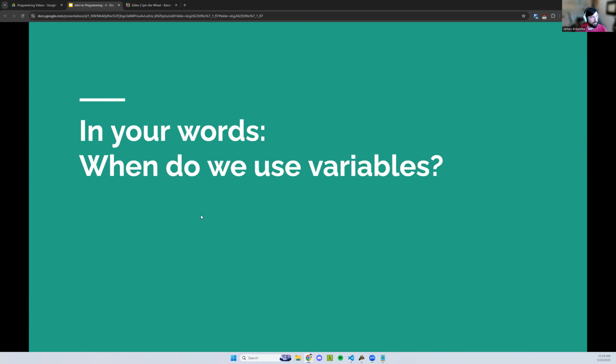And that leads us to variables. When do we use variables? Yeah, we use variables when we want to store stuff, right? When we want to access a value later, when we want to do math and save the result, the answer, we use a variable to store it.